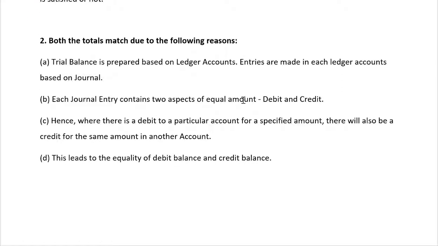Let's continue with point number 2. Both the totals match due to the following reasons. What are the reasons? The trial balance is prepared based on ledger accounts, obviously, and entries are made in each ledger account based on the journal. So journal is step 1, ledger is step 2, and trial balance over here is step 3. So you can track the transaction. Tracking is possible.